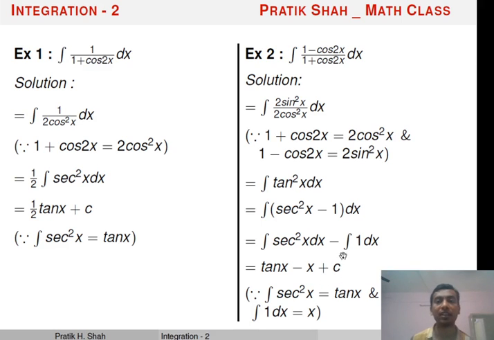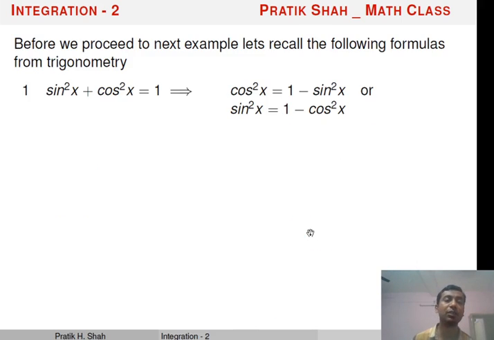It's simple. Let's see some formulas that you have studied in trigonometry first, and then we will proceed to more examples. First one is sin square x plus cos square x is equal to 1. From this we can write cos square x is equal to 1 minus sin square x, and sin square x is equal to 1 minus cos square x. Remember them because they are very useful as substitutions in our integration examples.